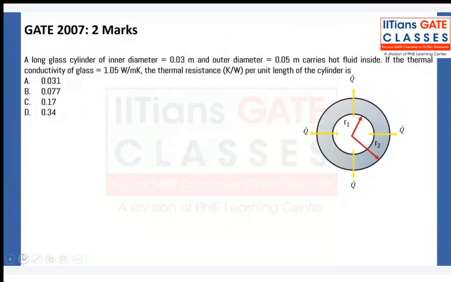Now, GATE 2007, 2 marks question. You see how easy this question is, and it is of 2 marks. A long glass cylinder of inner diameter 0.03 meter, so inner radius is 0.015 meter. Outer diameter is 0.025 meter. Carries hot fluid inside.